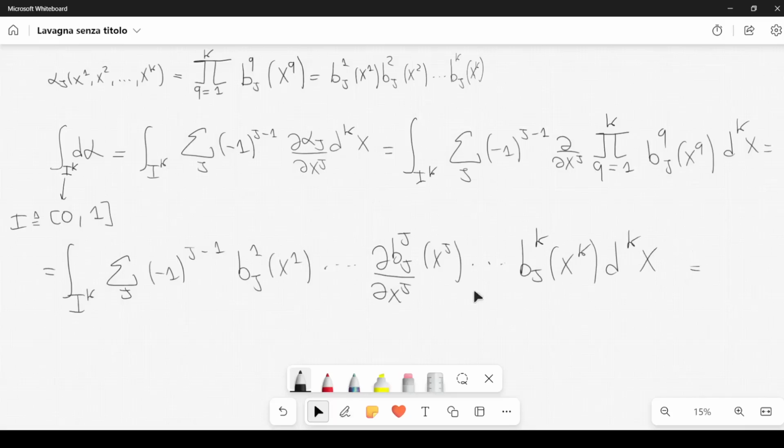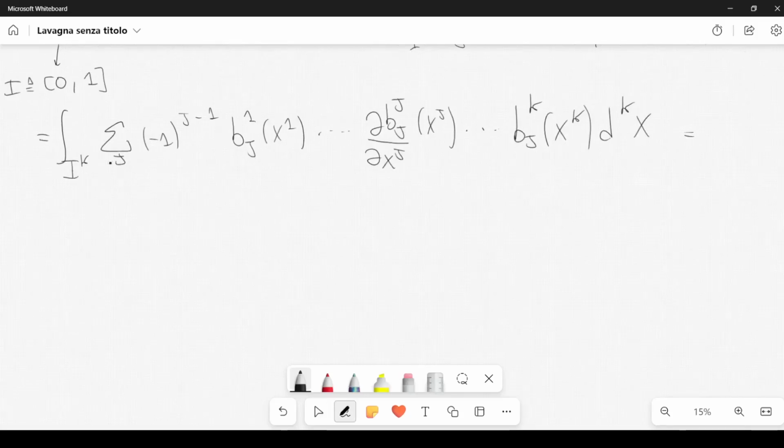At this point, I'm going to rewrite this integral here in the following fashion. So we have summation over j, which is here. Then I have an integral over the variable x1. I have an integral over the variable x2, dot dot dot. And then I have an integral over the variable xj, but here I'm going to put this hat to denote the fact that this integral does not appear in this position, but all the others will appear. So I have an integral over xk. So this is just some notation that I will clarify in a moment.